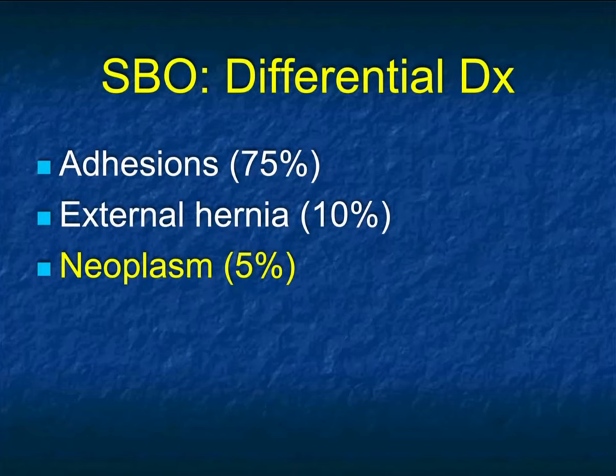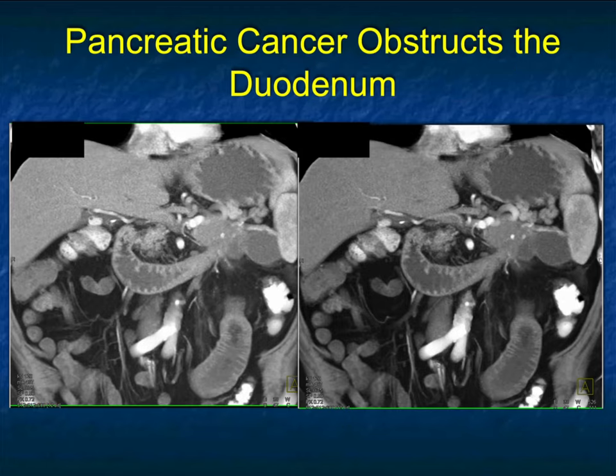Now, I also mentioned before in terms of small bowel obstruction, we looked at adhesions, we looked at hernias. Tumors are less common, but they do occur. So in this case, in a patient with obstruction, you see a mass of the tail of the pancreas involving the small bowel, distal duodenum, and proximal jejunum by the ligament of Treitz. So tumors not of the bowel can involve the bowel.